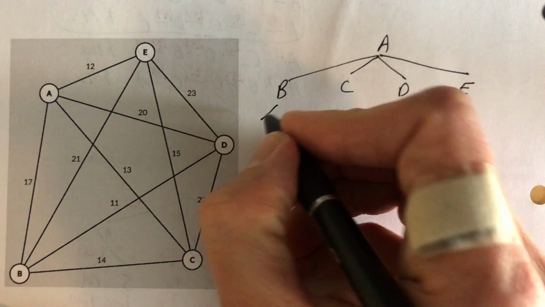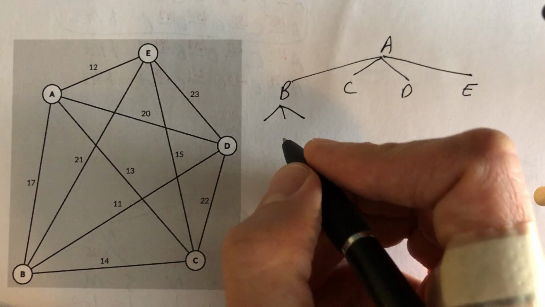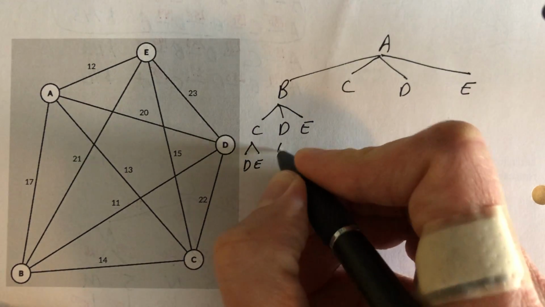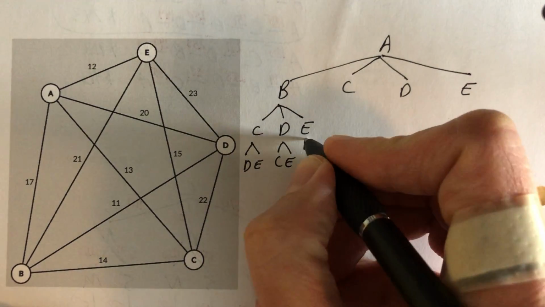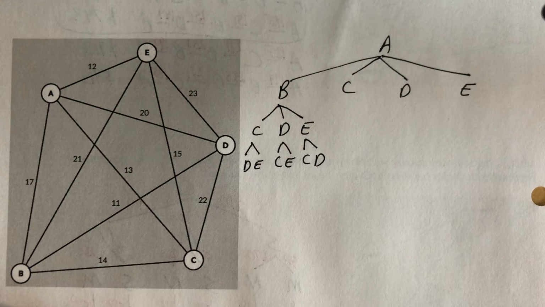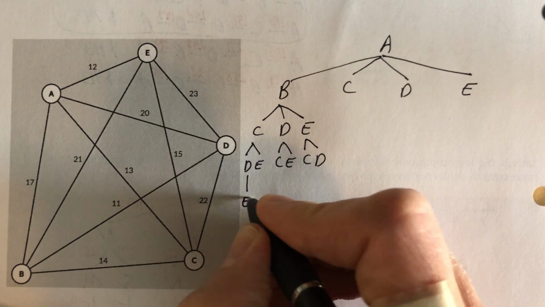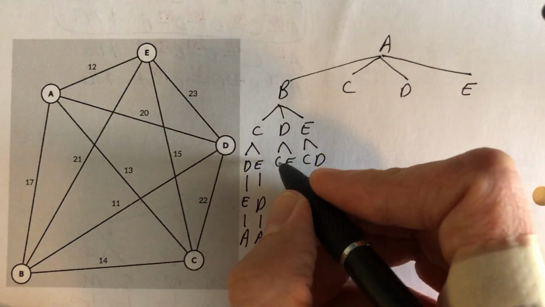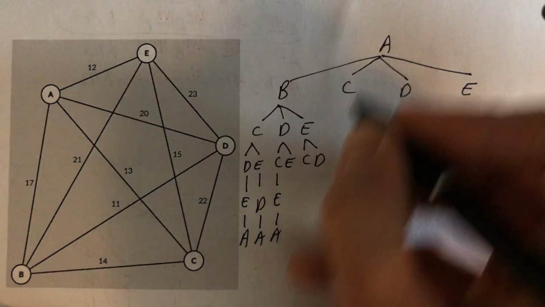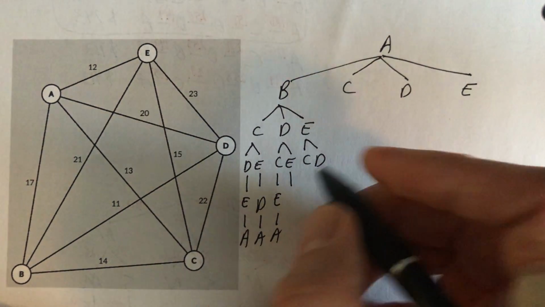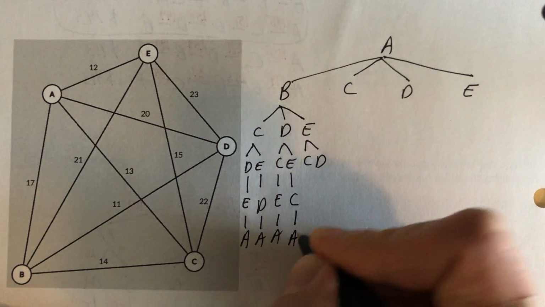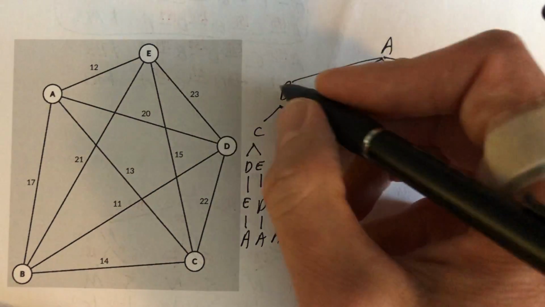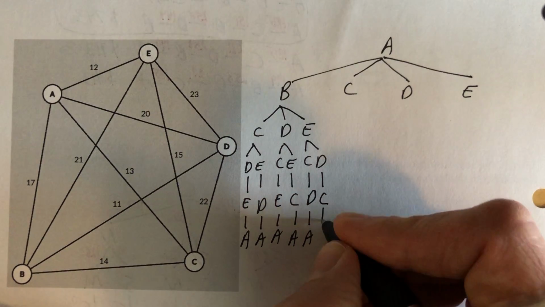If I go to B, then I still have 3 possibilities of where I could go. I could go C, D, E. If I do this, I could go D, E. If I do this, I could go C, E. And if I do this, I could go C, D. You see how this is getting really big really fast? Which puts me to E and then back to A. Puts me to D and then back to A. A, B, C, D, E, A. A, B, E, D, C and then back to A. A, B, E, C, D and then back to A.